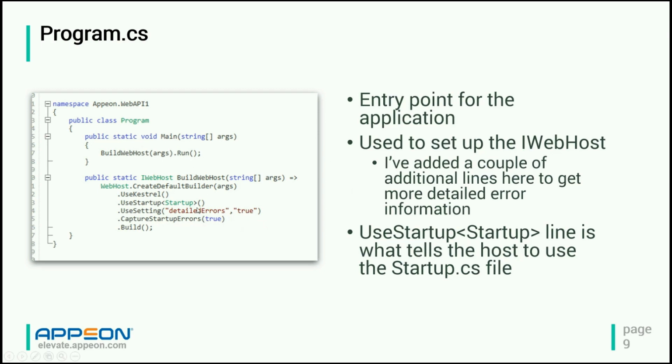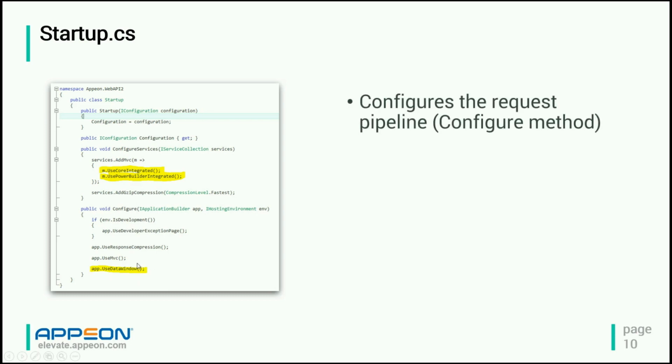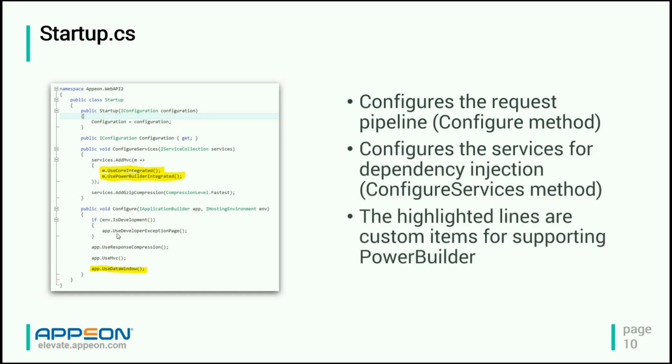Now this line right here, this is what gets run first when an ASP.NET Web API app starts. It runs this program.cs. This use startup says that it's going to then run the startup file, which is what we're going to look at next. So this is what's generally generated for any ASP.NET Web API target outside of PowerBuilder. There's a couple things here that are specific to PowerBuilder, though. Right here, this use core integrated and use PowerBuilder integrated, and this use DataWindow are added by PowerBuilder to the startup.cs to incorporate the additional features that allow it to take advantage of PowerBuilder features. But the two main methods here are Configure and ConfigureServices, and we will be adjusting those later.